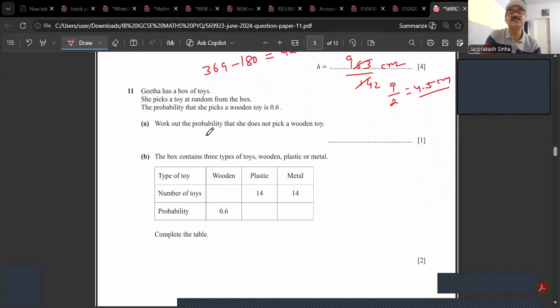So it will be 1 minus 0.6. Total probability is equal to what? 1. So 1 minus 0.6 is equal to 0.4. The box contains 3 types of toys: wooden, plastic and metal. Now plastic and metal have an equal number, and together this makes 0.4 probability. It means the probability of plastic is 0.2 and the probability of metal is also 0.2. Okay. If 0.2 is 14, then 0.6 is equal to what? 3 times of it. So this will be 42. Okay, done. This is also done. Next.